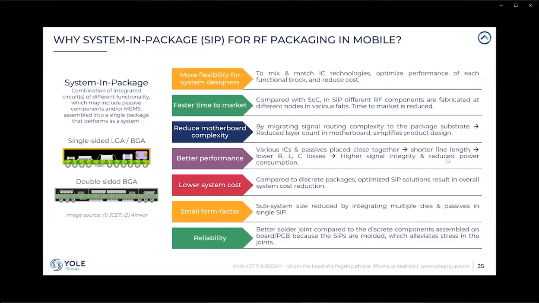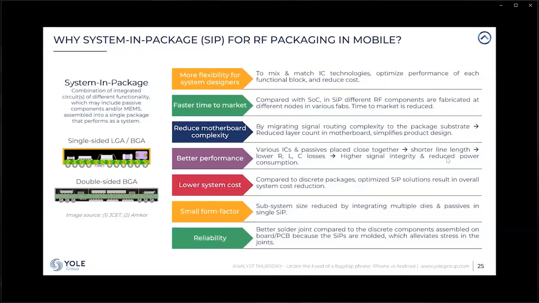Compared with SoC, in system in package, different RF components are fabricated in different nodes, and this can be done at different fabs. So time to market can be reduced. On another hand, system in package can also reduce the motherboard complexity, because by migrating signal routing complexity to the package substrate inside the system in package, there can be reduced layer count in the motherboard, and this will simplify the product design in terms of the motherboard, the PCB of the smartphone itself.